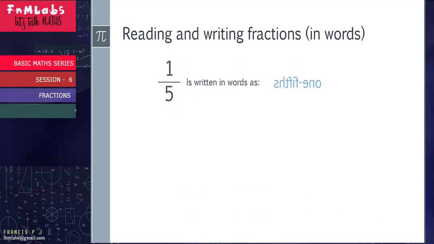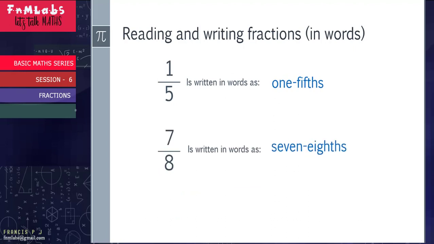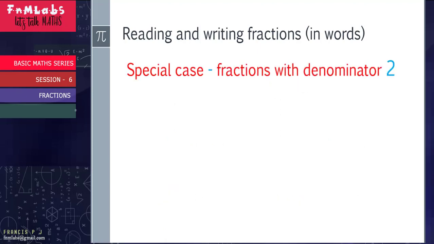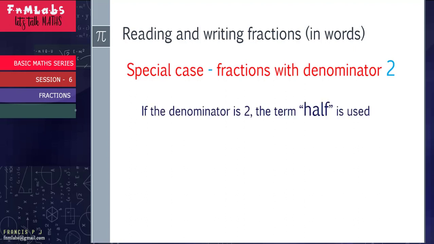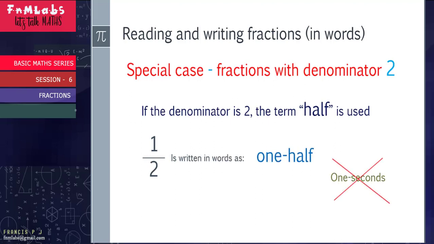1 by 5 is written in words as one-fifth. 7 by 8 is written in words as seven-eighths. And 11 by 12 is written in words as eleven-twelfths. There are some special cases. For example, for fractions with the denominator 2, we use the term half. For example, 1 by 2 is written in words as one-half.